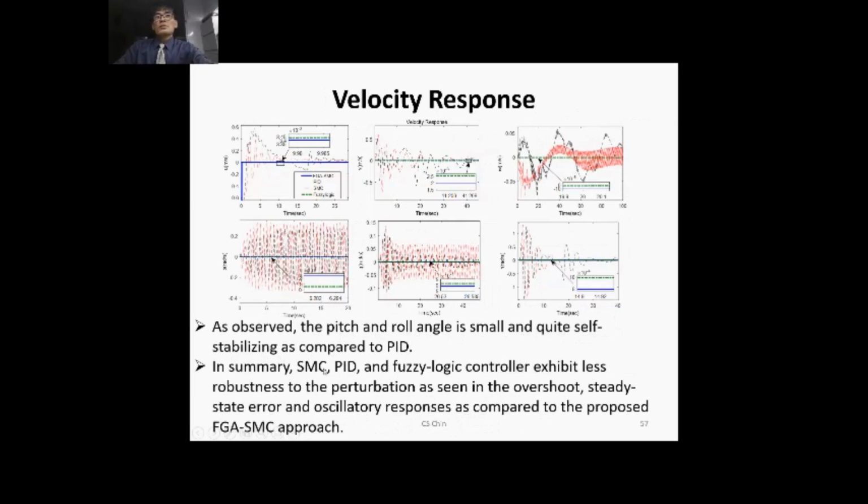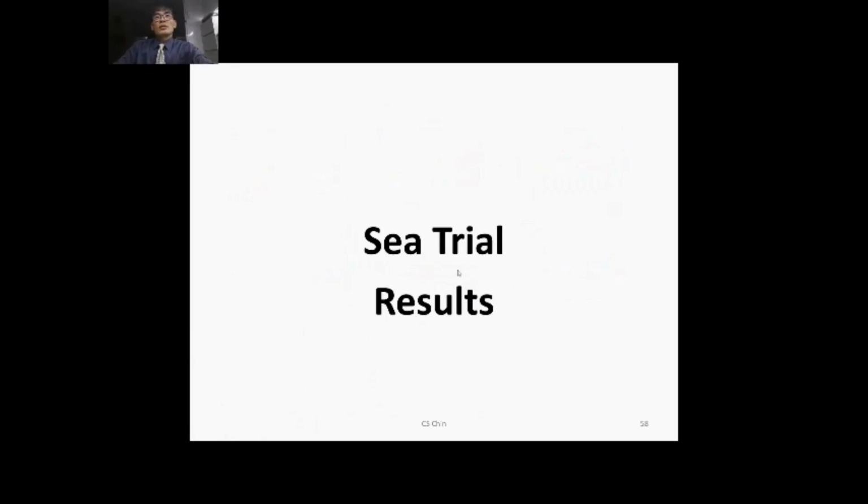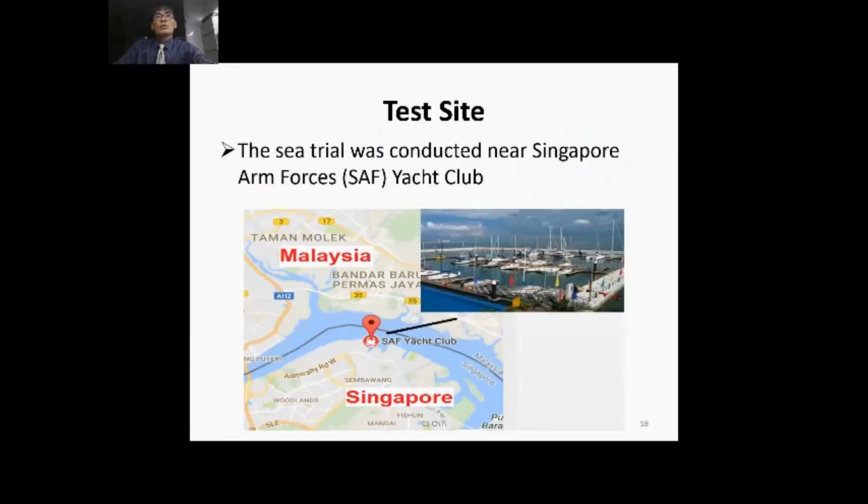And in summary, the SMC, PID, and fuzzy logic controllers exhibit less robustness to the perturbation, as seen in the overshoot, meaning that it overshoots the steady state values, the steady state error is higher, and there's an oscillatory response as compared to the proposed approach. So let's look at the sea trial results as compared to simulation, that's what we want to do.